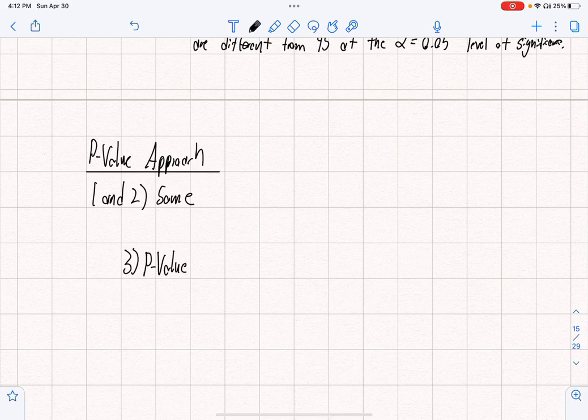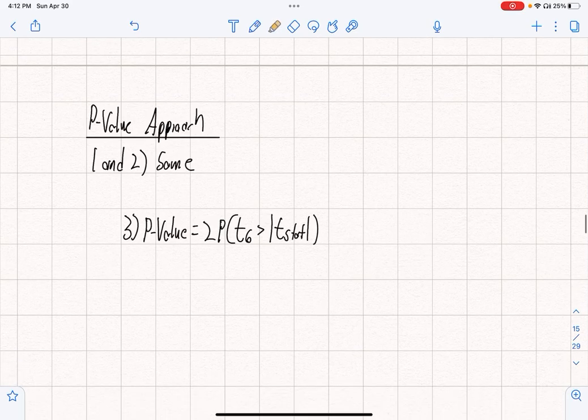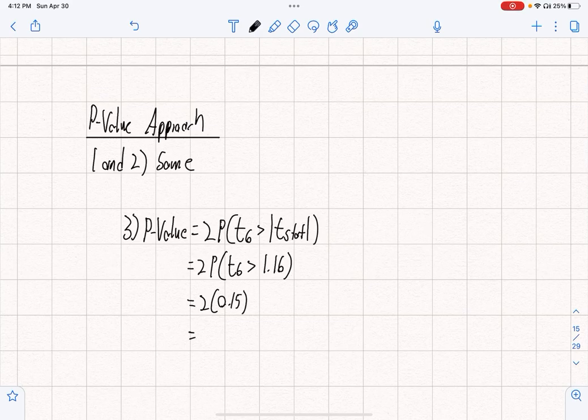So this is two-sided, which means our equation is 2 times the probability T6 bigger than T-stat. Right, because this is a two-sided hypothesis test, we have to multiply it by 2. So this will be 2 times the probability that T6 is bigger than 1.16, which will be 2 times 0.15, or 0.3.